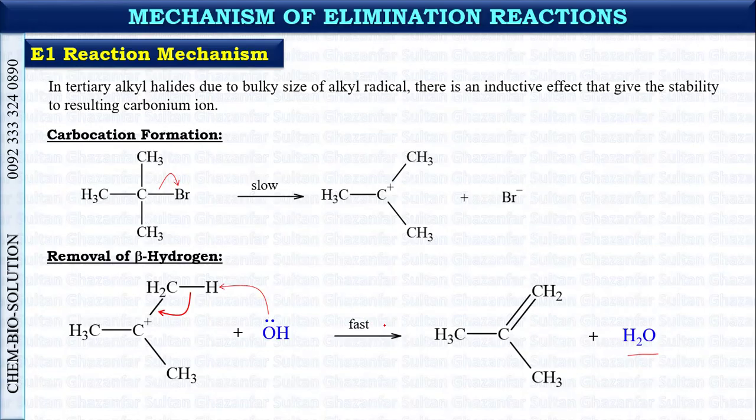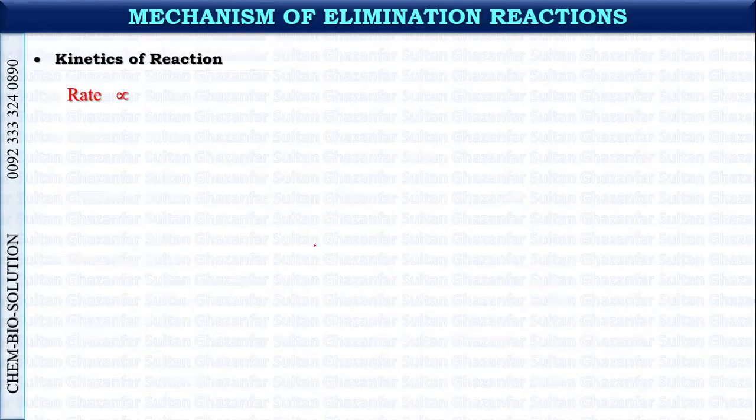And this is the fast reaction. Kinetics of the reaction: as I have told you, this is a unimolecular reaction and the rate is directly proportional to alkyl halide only. It depends only on alkyl halide. And when you remove the sign of proportionality, there would be the rate constant.